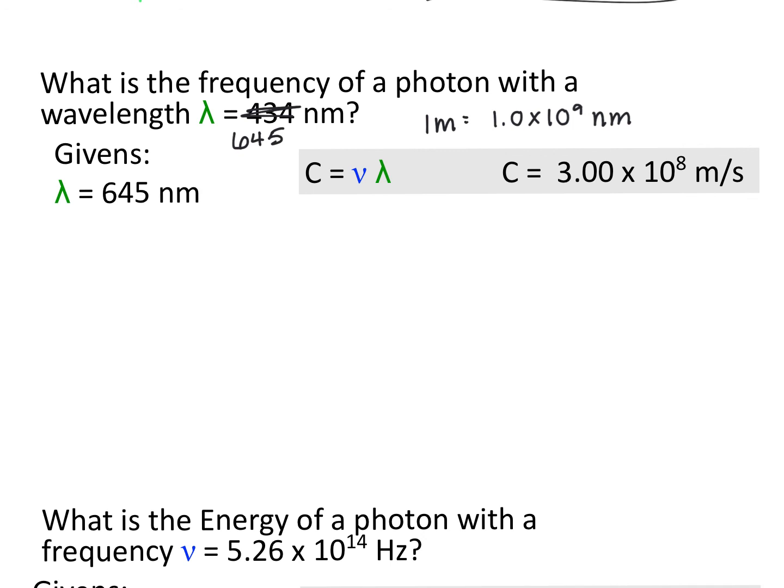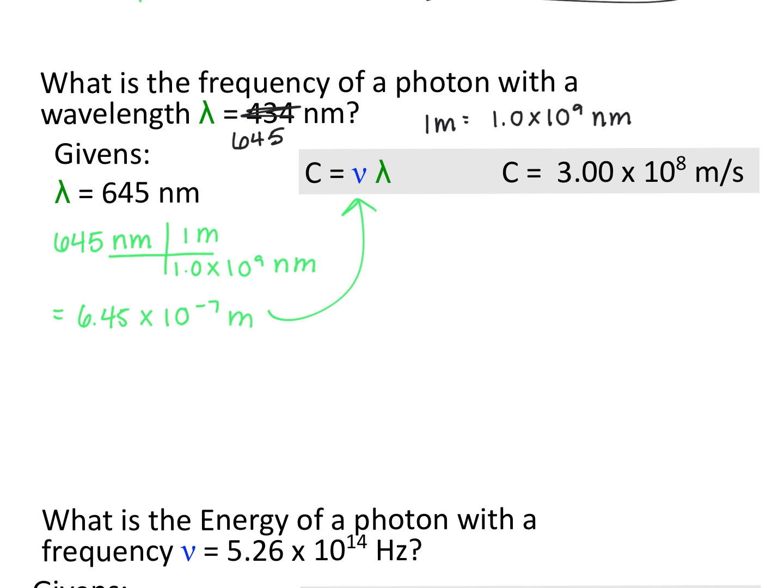All right, just like before, I need to convert my wavelength. So I do 645 nanometers, right? 1 meter on the top, 1.0 times 10 to the 9 nanometers on the bottom. I get a wavelength of 6.45 times 10 to the negative 7 meters.